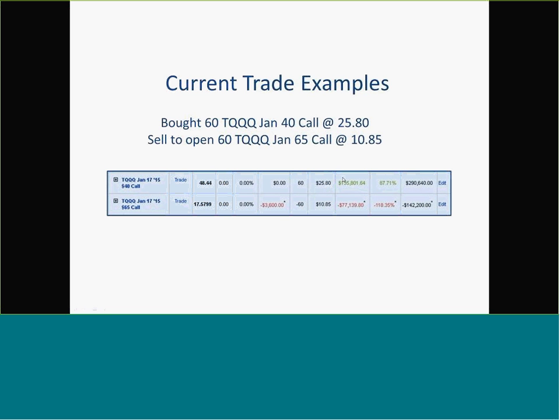So the trade worked out. The triple Qs did not retrace from my entry point, and then I had a 30% profit. So at that point, I sold to open 60 of the triple Qs January 65 strike call, and I sold those at $10.85. So I had a profit in the existing call purchase, wanted to protect those profits, so at a later date I went ahead and sold the 65 strike call at $10.85.